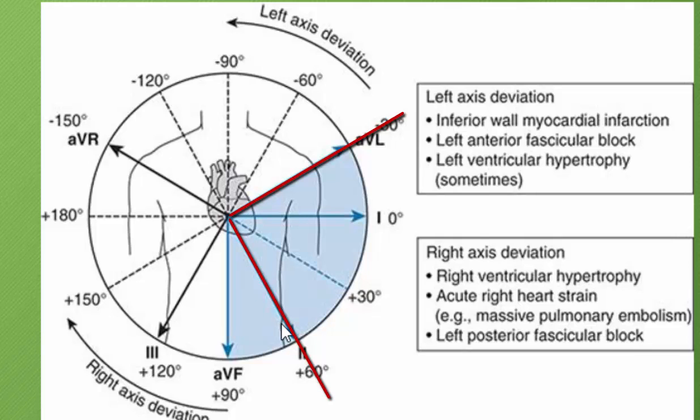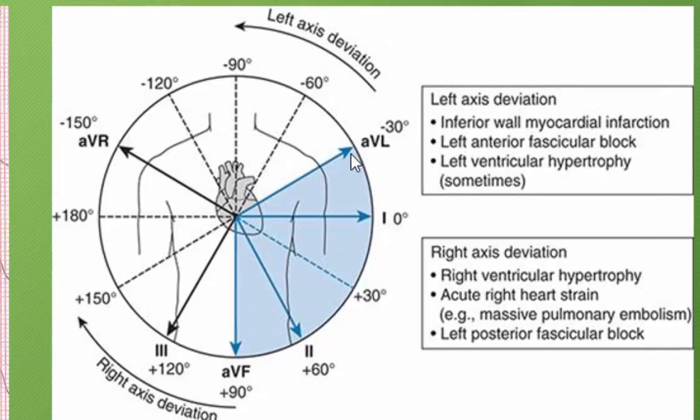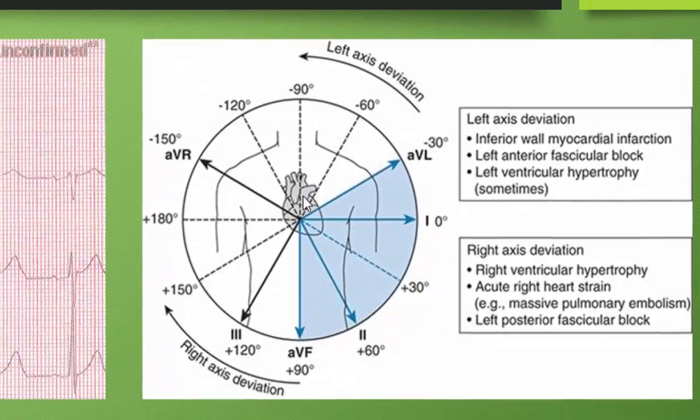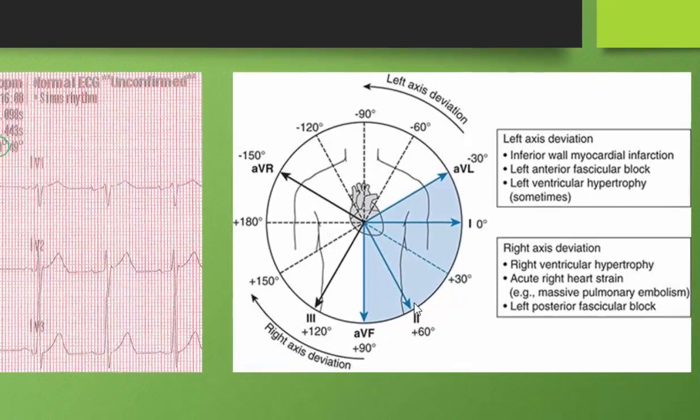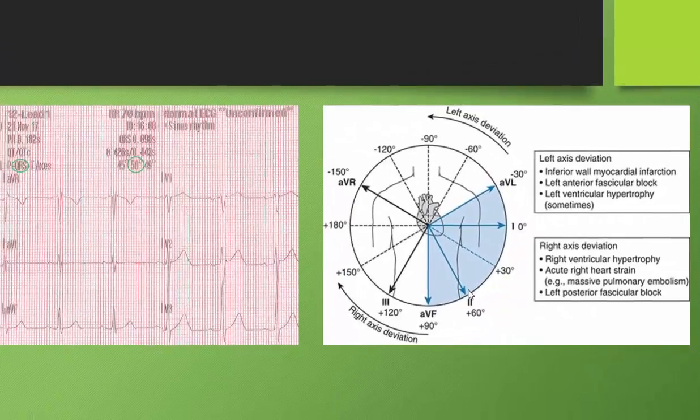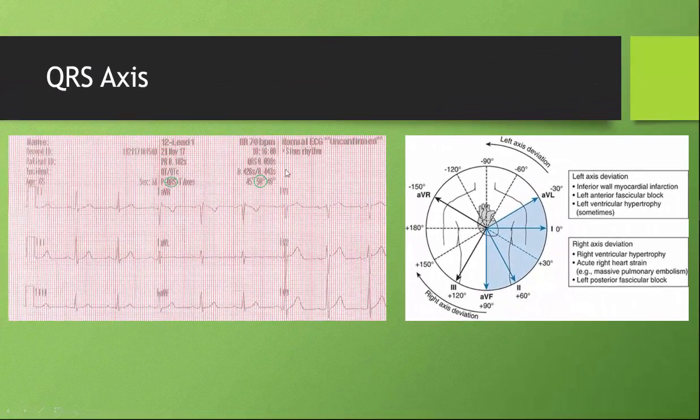There's ways to fine tune it, but I don't want to get into that right now. So it gets you pretty close. You see, you think this lead 2 right here is 90 degrees. So you would say this is about 60 degrees cardiac axis deviation without having the printout.